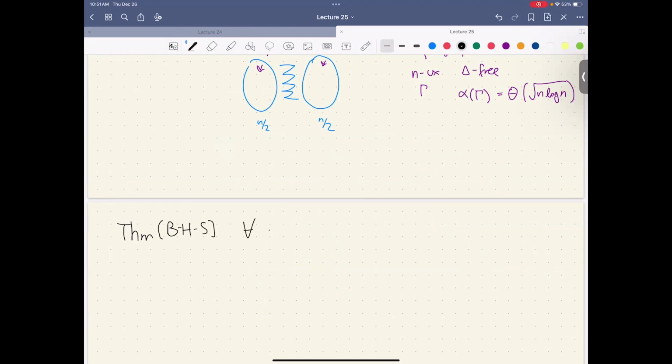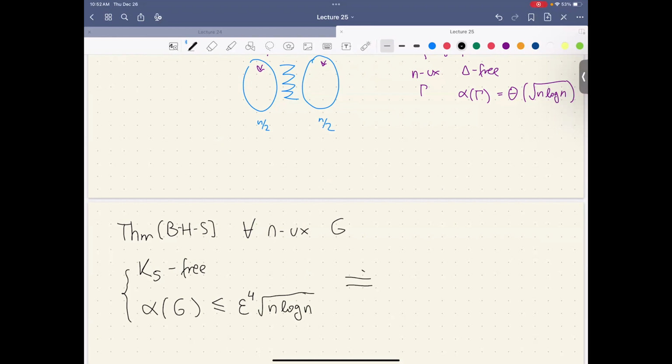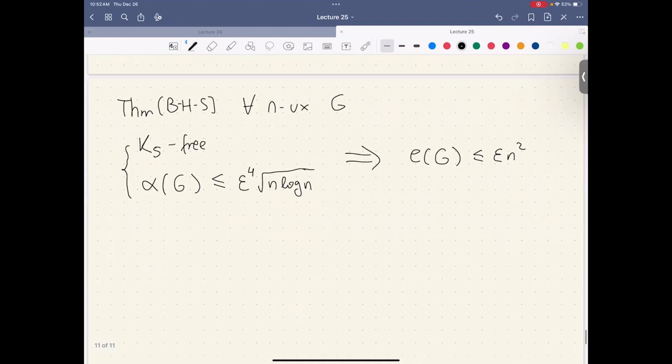For any n vertex graph G, if you are K5 free and your independence number is at most, let's say, epsilon to the 4 square root n log n, then this is little o, right? Little o of square root n log n. Then the number of edges is also little o. E of G is at most epsilon n squared. This is what we want to prove.